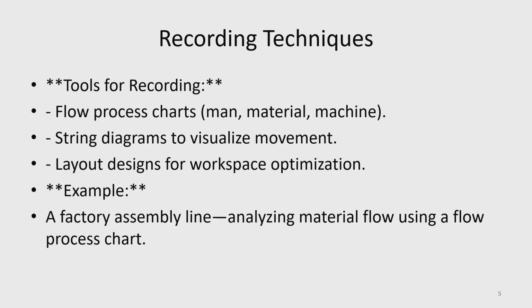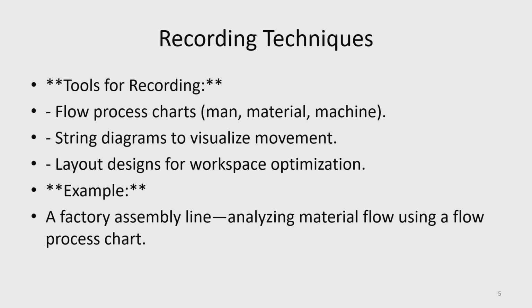So how is the data recorded? There are some tools and techniques. One is the flow process chart, where we can show the movement of man, material and machine in industry. String diagrams can be made to visualize how the movements are taking place. And then layout designs for workspace optimization are also done. We will not go into everything in much detail, but we will at least give a glimpse, particularly of how the flow process chart works.